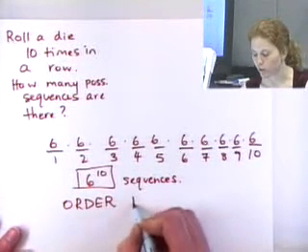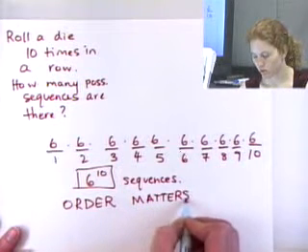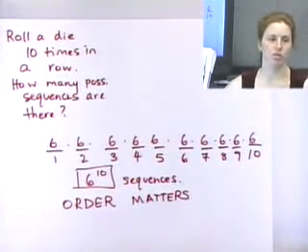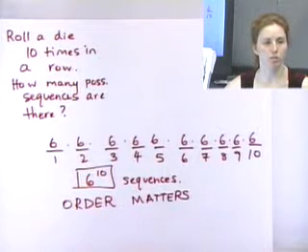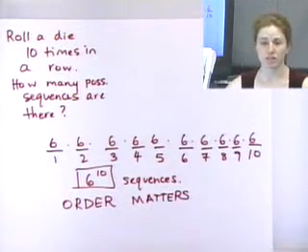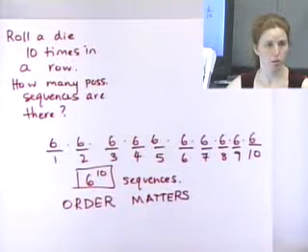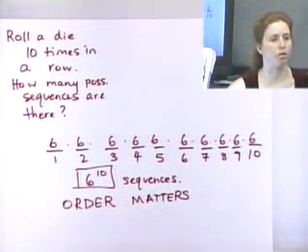If I can number my blanks, then order matters. So if it makes a difference which one I rolled first and which one I rolled second, then order matters. And if you see sequence, it's going to be order matters unless something in the problem tells you to ignore what order they are.